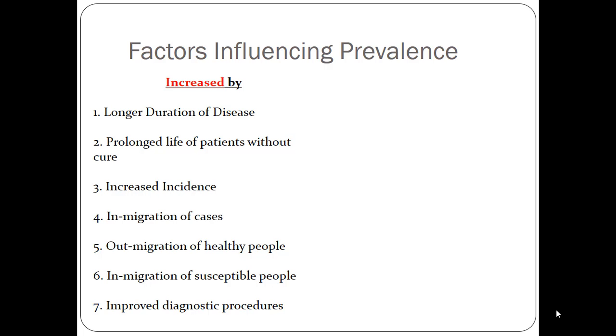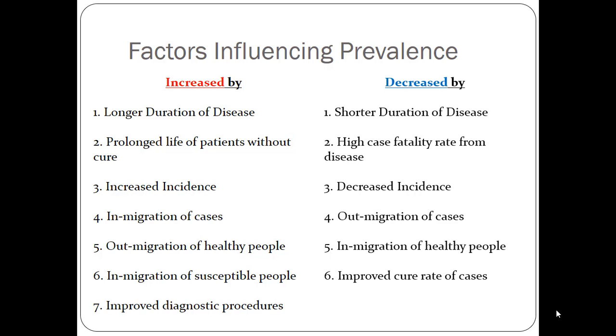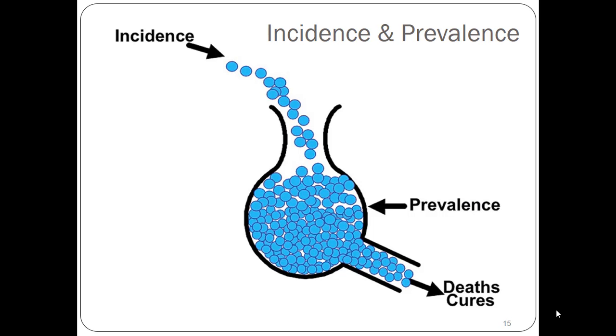There are many factors that influence prevalence. For example, factors that increase prevalence are longer duration of disease, prolonged life of patients without cure, increased incidence, in-migration of cases, out-migration of healthy people, in-migration of susceptible people, and improved diagnostic procedures. Prevalence can be decreased by shorter duration of disease, high case fatality rate from disease, decreased incidence, out-migration of cases, in-migration of healthy people, or improved cure rate of cases.